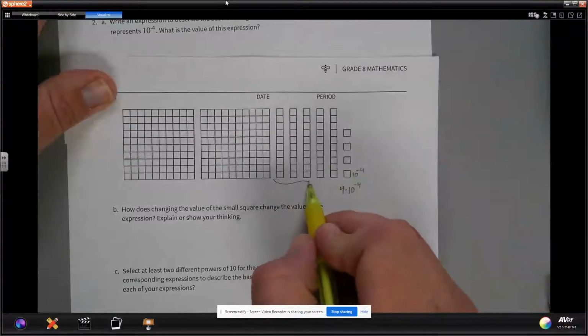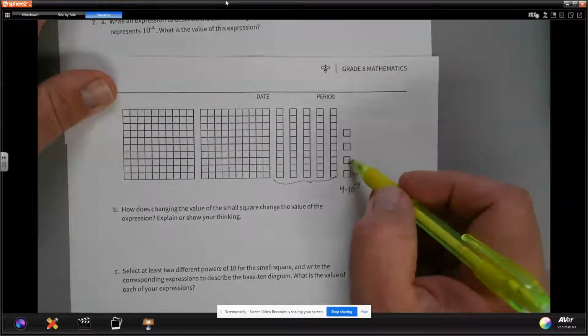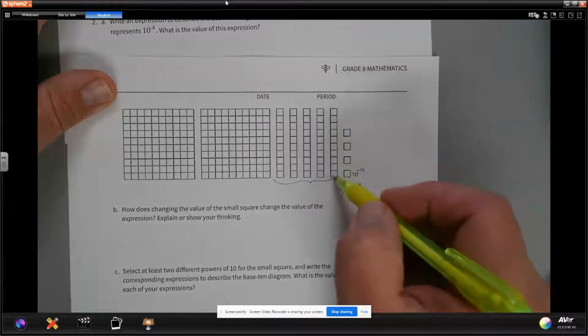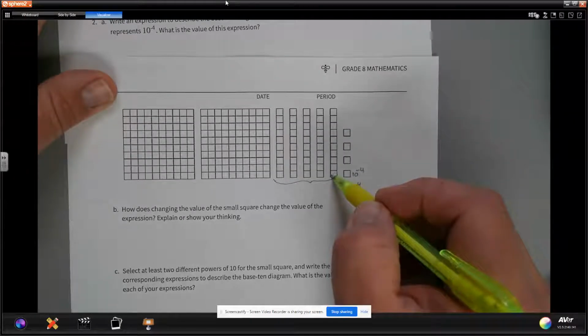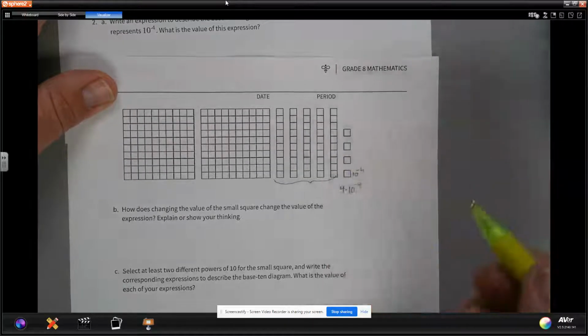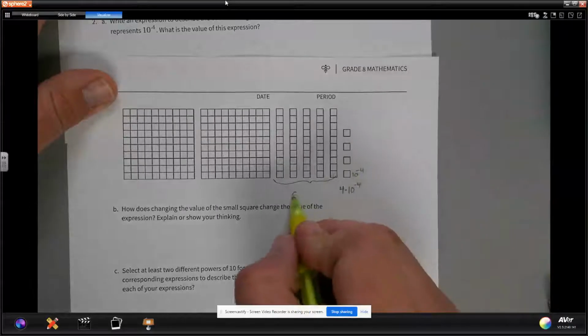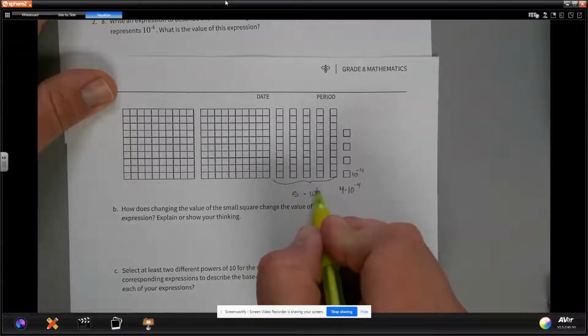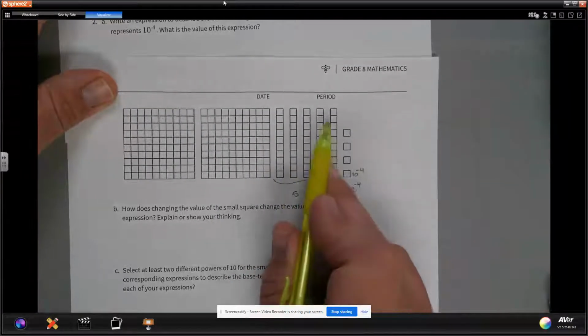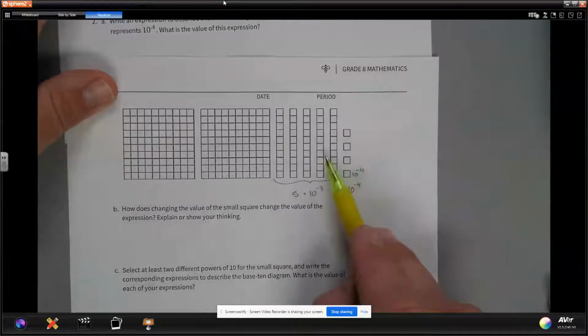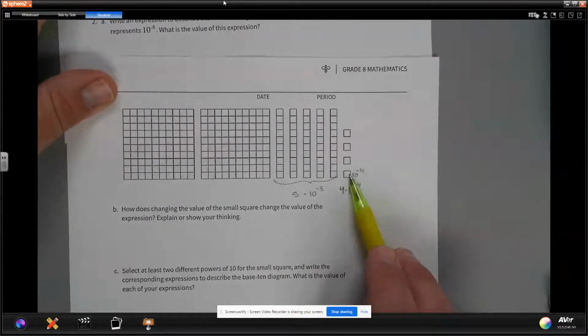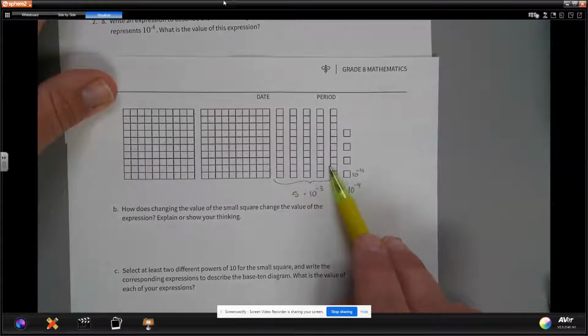For the next piece of it, if this is 10 to the negative fourth, then this would be 10 times 10 to the negative fourth, which would be 10 to the negative third power. We have 5 of those. That would make this 10 to the negative third because each of these are 1,000ths of the value. These would be 10 times larger than the previous.